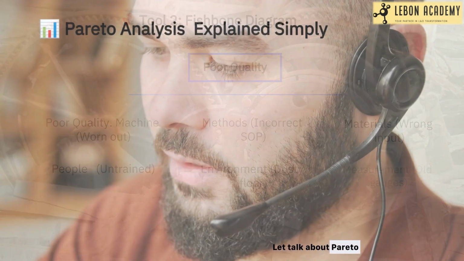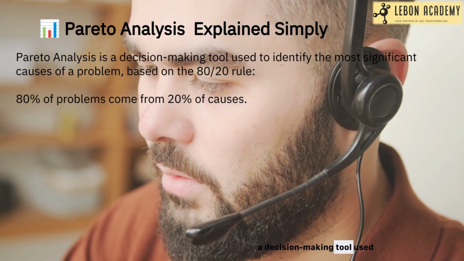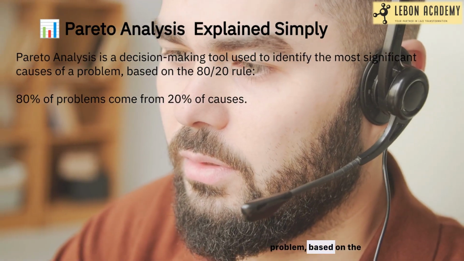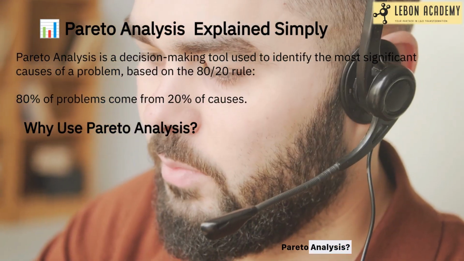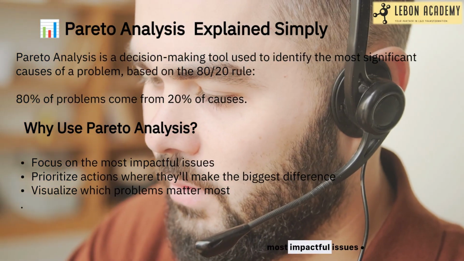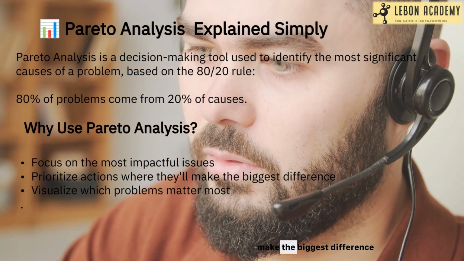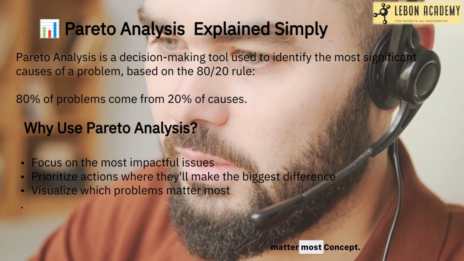Let's talk about Pareto analysis. Pareto analysis is a decision-making tool used to identify the most significant causes of a problem based on the 80-20 rule. Why use Pareto analysis? Focus on the most impactful issues. Prioritize actions where they'll make the biggest difference. Visualize which problems matter most.